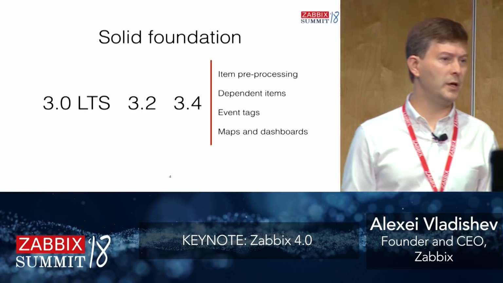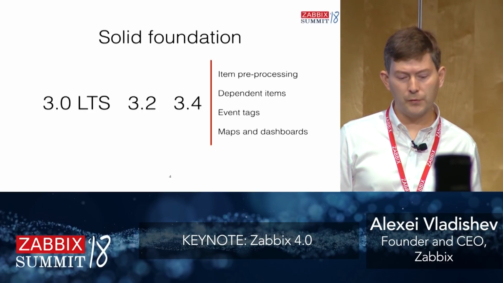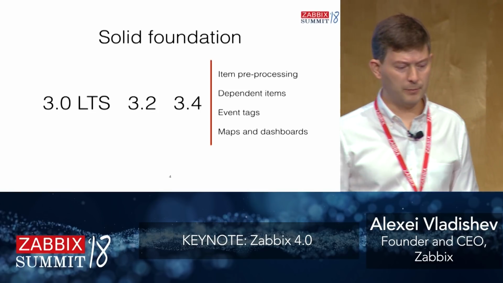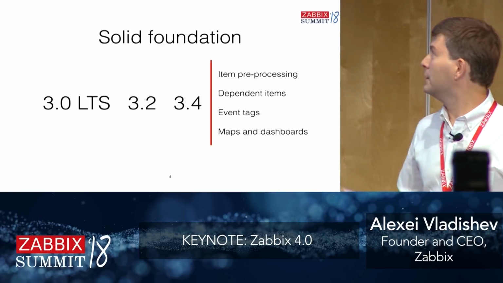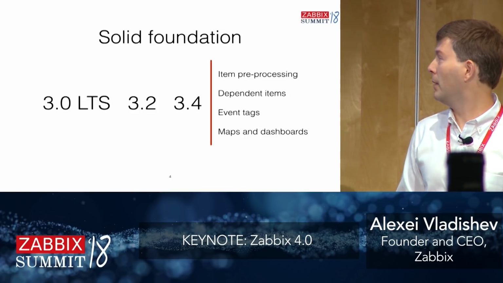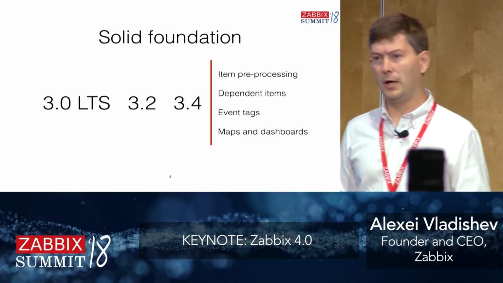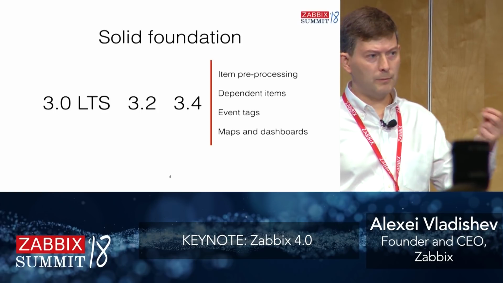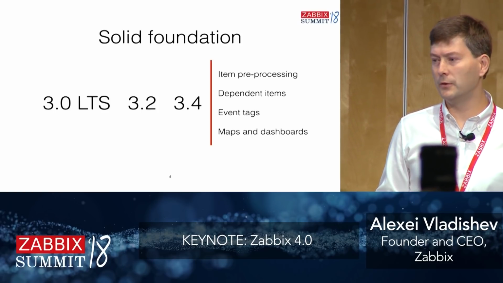Before I start talking about 4.0, let me go back to history and mention some things about 3.0, about the foundation, about the functionality we introduced in 3.0, 3.2, and 3.4 that really created building blocks. You know these things: item preprocessing, dependent items, also event tags, maps and dashboard, when we started migration from per pixel graphics to vector graphics.